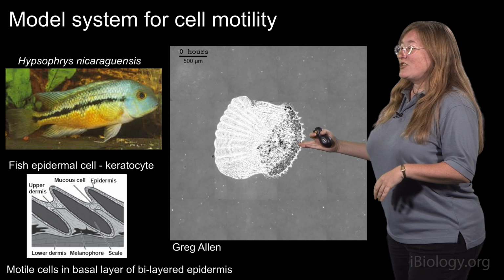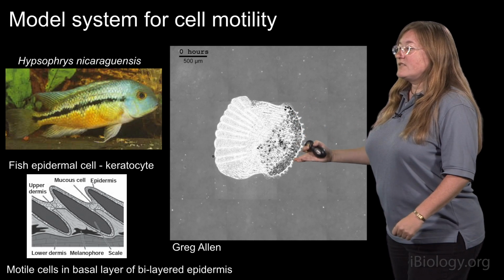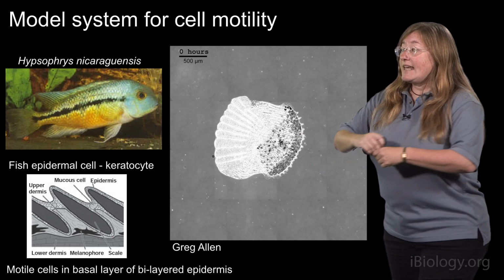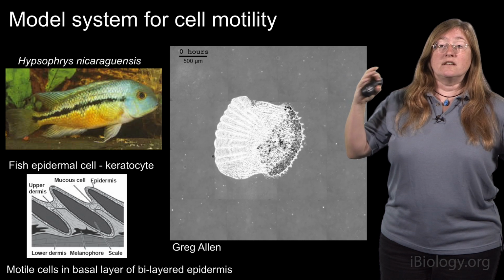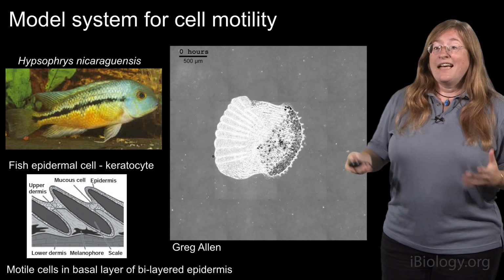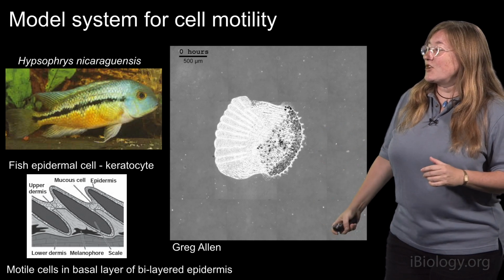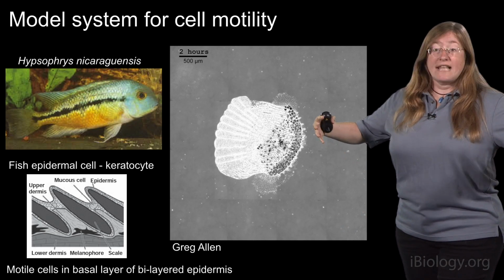But in the meantime, in culture now, we have this scale with a little bit of skin that's just wrapped around the tip of it, and the cells at the edge of that little bit of tissue essentially think that the surface of the fish has been wounded. And so their response is to try to start crawling outward to close that gap.